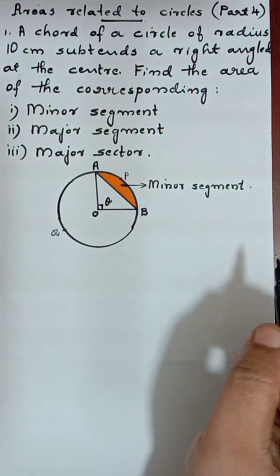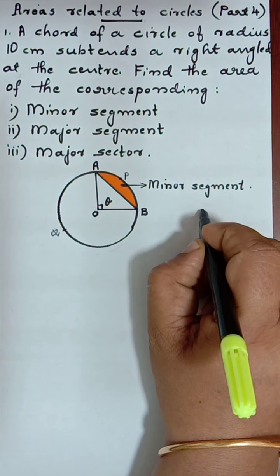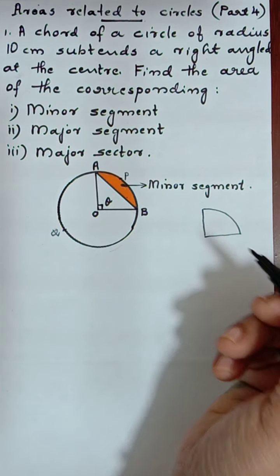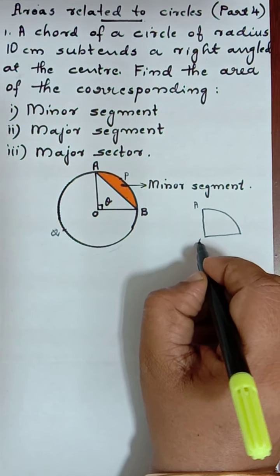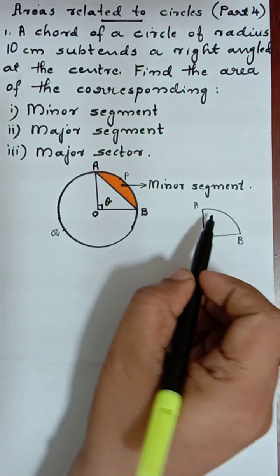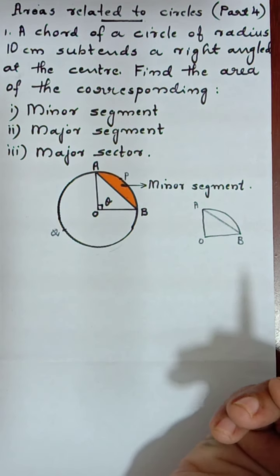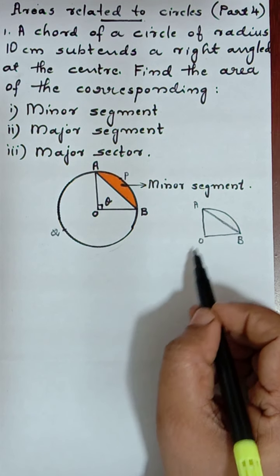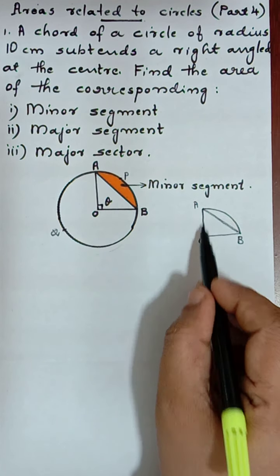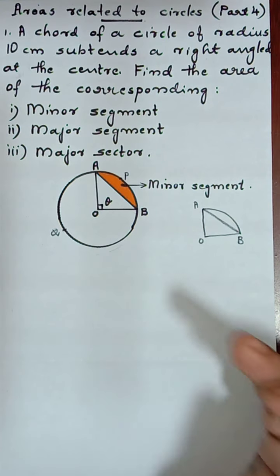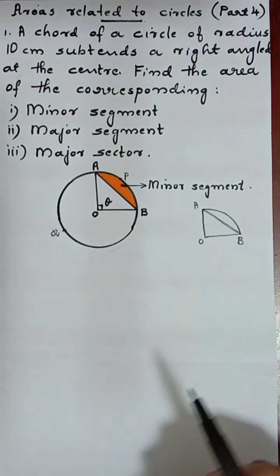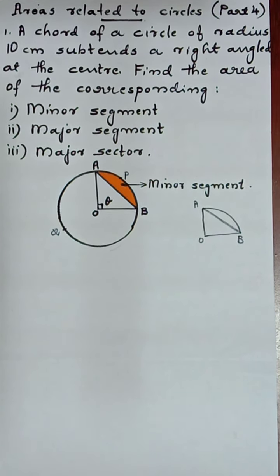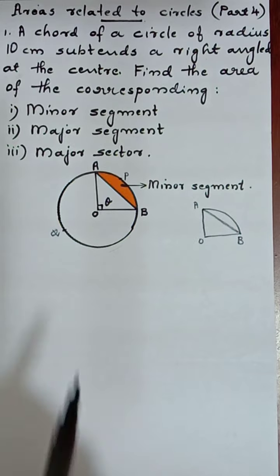If you remove that, you will be getting, this is how here we have the sector. You can see the sector here. It is sector AOB and this is the chord AB. So let us remove this part, that is triangle AOB, we have to remove from sector, so that you will be getting segment. That is how we are going to find out minor segment. So first let us find out what is sector.